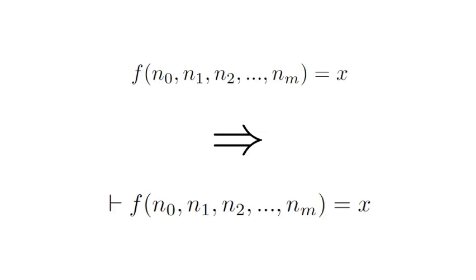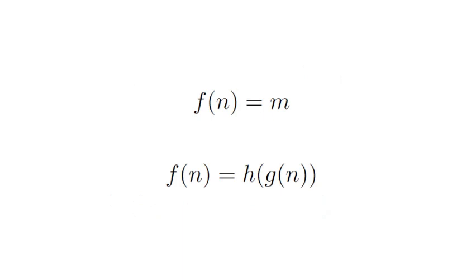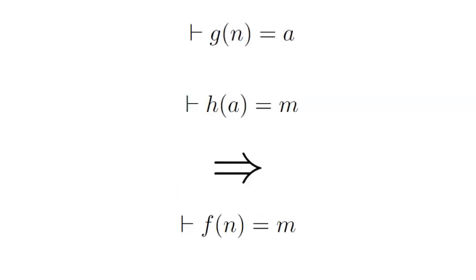If f was the result of composing h and g, both of them recursive functions, you'll have to prove something like this: that g of n is equal to a and h of a is equal to m. And you prove that by going to the definitions of g and h, and then proving that g of n is a and that h of a is m.